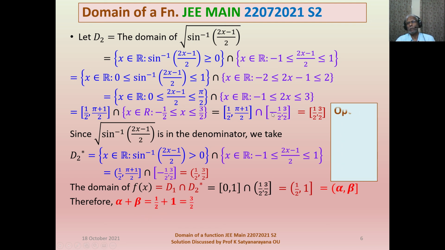Let's look at the options. In the given options, our answer 3 by 2 appears as option 4. Therefore, our answer for this question is option 4. That is the discussion of finding the domain of a given function, where the given function is the quotient of two inverse trigonometric functions.